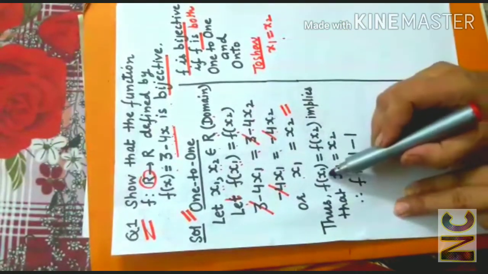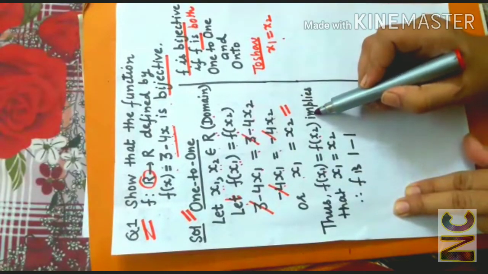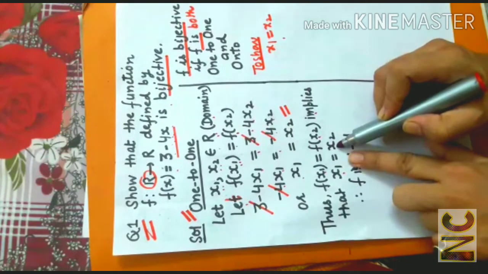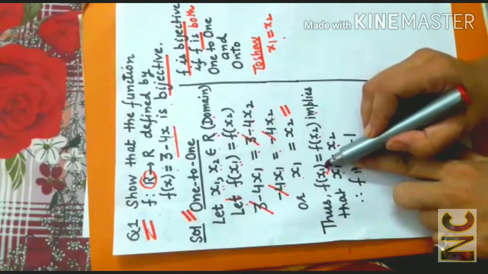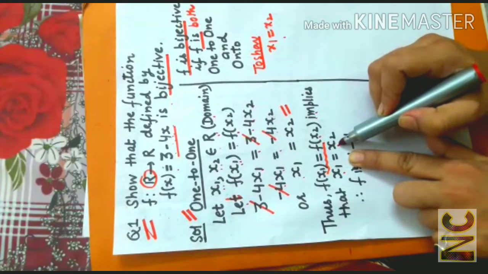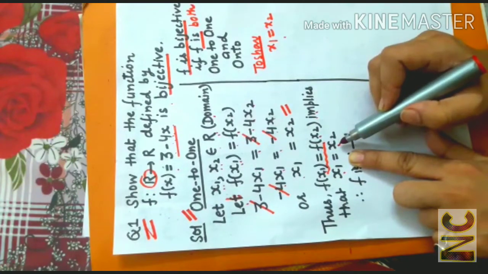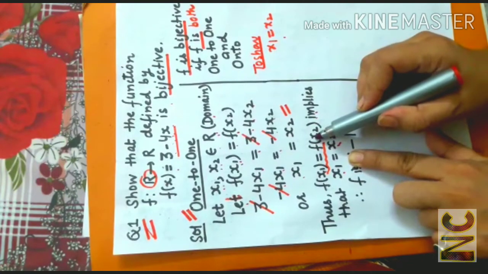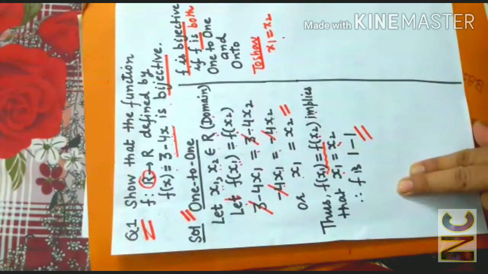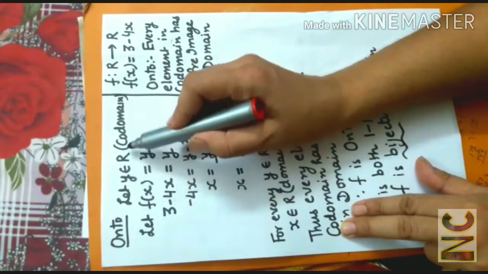So when images are the same, it implies that the elements are the same. So that means when images are the same, elements cannot be different. So different elements cannot have the same image. So the function will be one-to-one. Now we have to show that this function is onto.